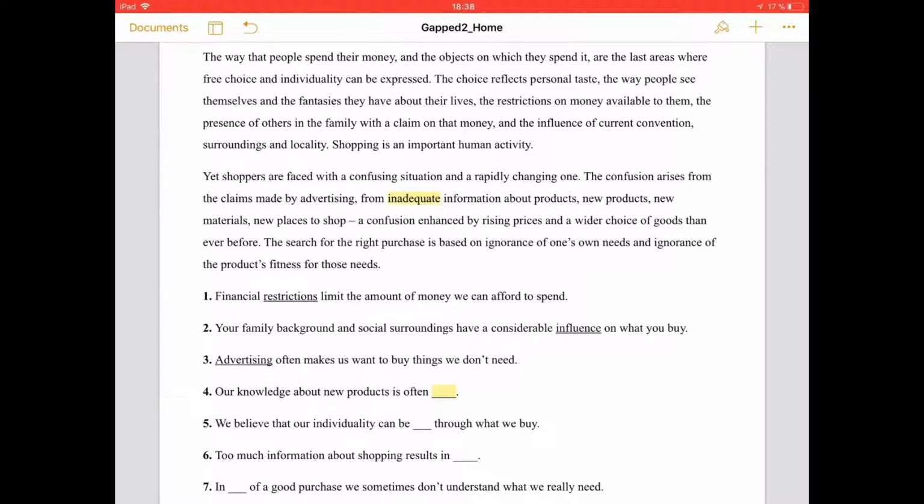The fourth. Our knowledge about new products is often gap. This one is difficult. But I would look for the same words in the text. New products. We have it in the second line of the second paragraph. The confusion arises from the claims made by advertising, from inadequate information about products, new materials, etc. Here we have an adjective, inadequate. I think it would match our fourth sentence. Our knowledge about new products is often inadequate.